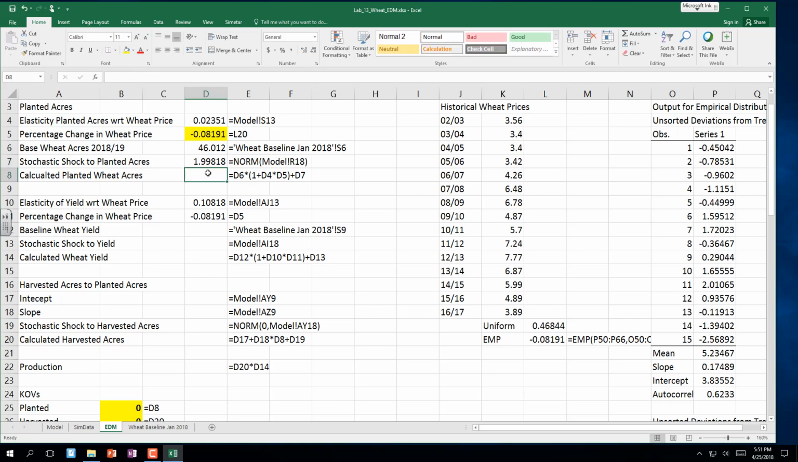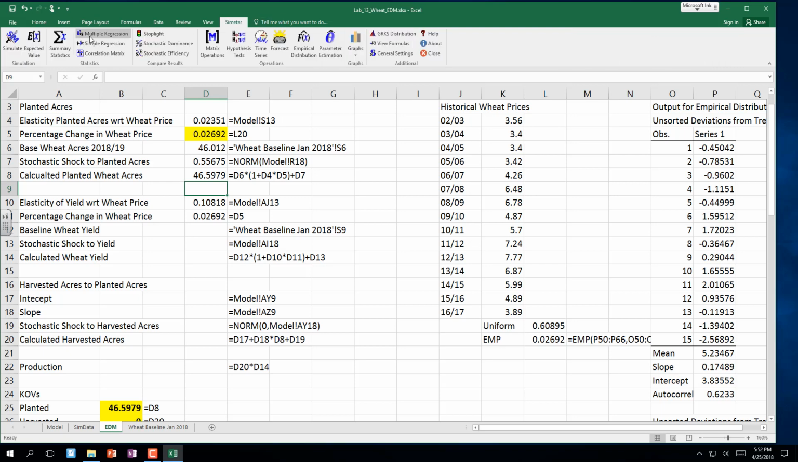My calculated value is going to equal the base times left parenthesis 1 plus the elasticity times that percentage change in price. Wait, I got them backwards. Plus the stochastic deviate. So it's going to be the elasticity times the percent change in price, and add to that the stochastic deviate. Then we go to expected values so we can all compare what we've got.